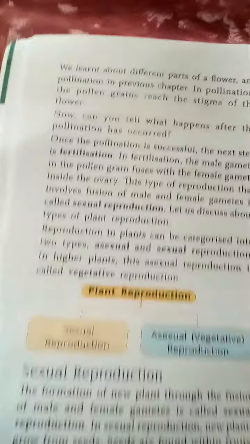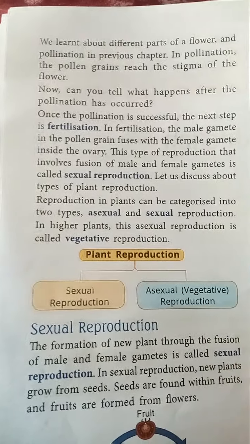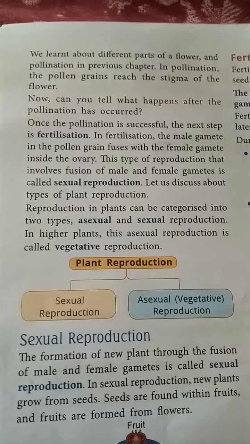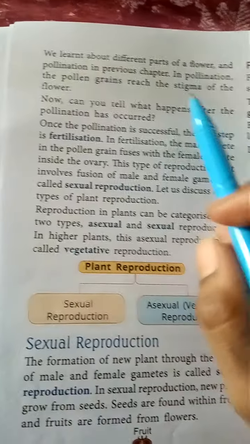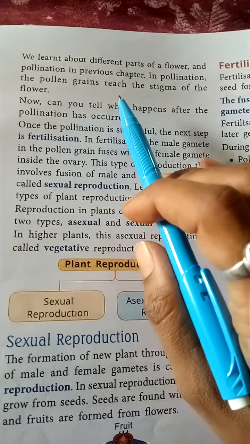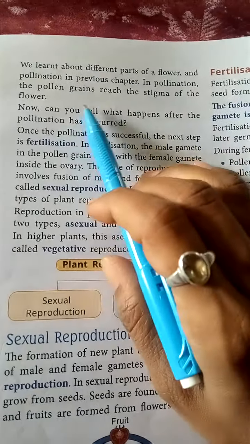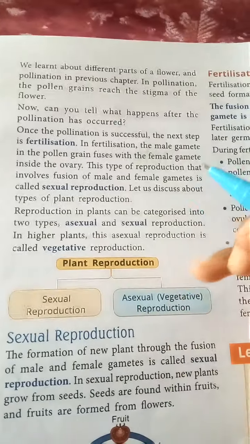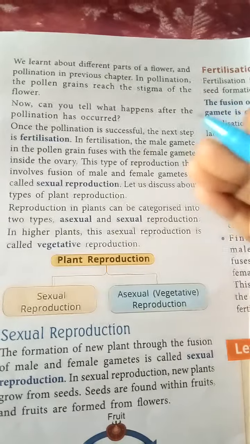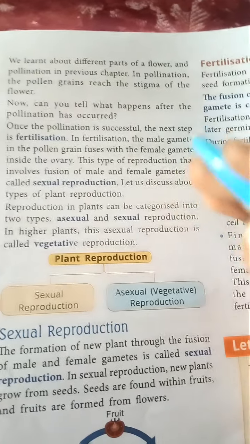See, in the last lesson we studied pollination. So what do you mean by pollination? The transfer of pollen grains from anther to stigma. In pollination the pollen grain reaches the stigma of the flower, meaning that the pollen grain is transferred from the anther to the stigma of the flower and pollination happens.